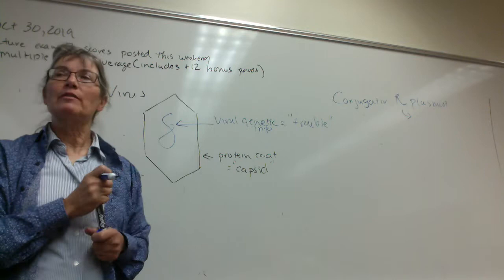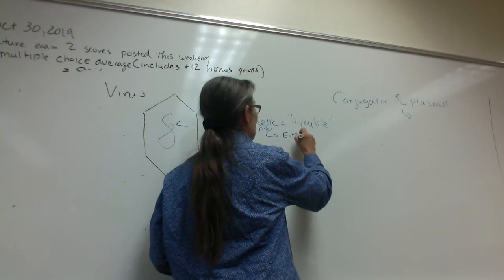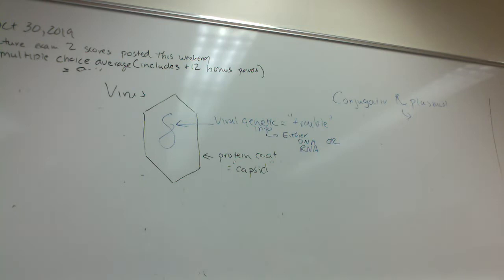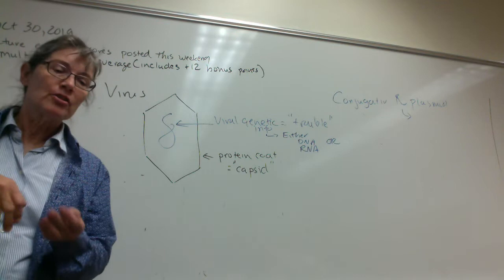Yeah, good job, you guys. Either DNA or what? RNA. Good. Okay, but that DNA or RNA is encoding the viral trouble. They're going to make trouble for the cells that they invade. Okay, so you guys, we'll do a little bit of history, and then we'll talk about structures.